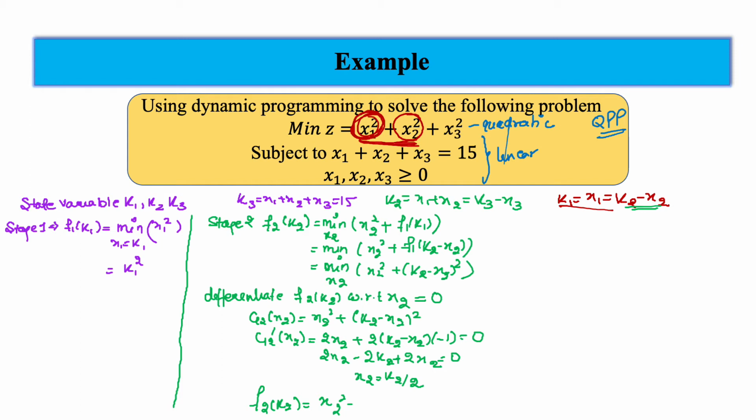Okay, so put the value in place of x2 square. What is the x2 square value? x2 square is (k2 by 2) square, plus (k2 minus k2 by 2) whole square. When you solve it, you will get the value as k2 square by 2. So that's the f2 k2 value. Now we will move to stage 3.